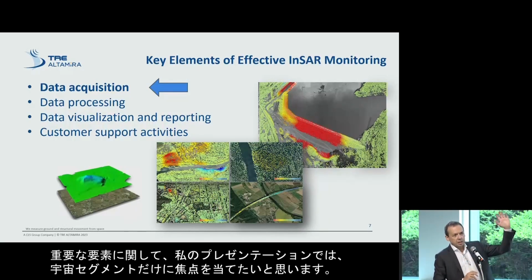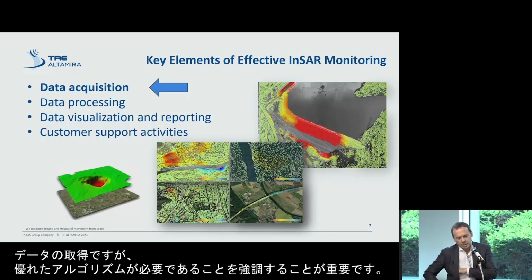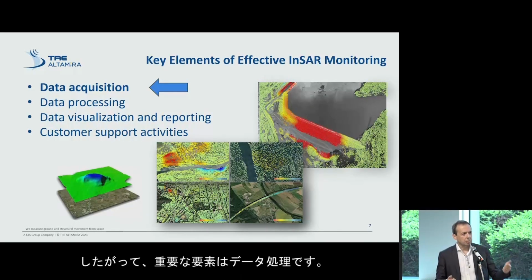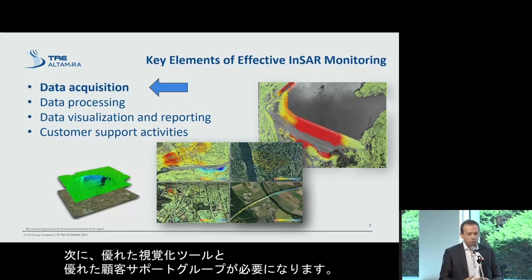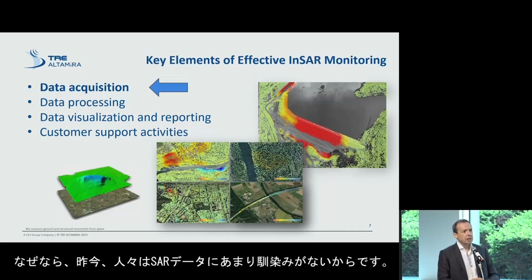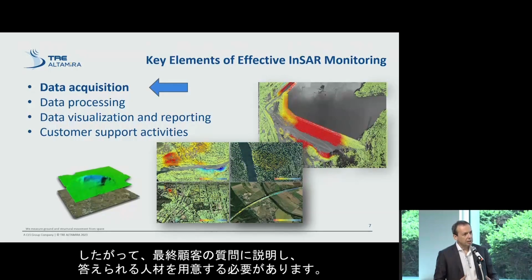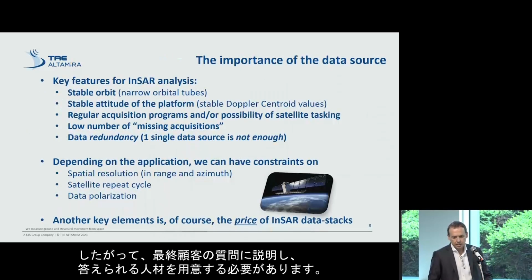So in terms of key elements, personally in this presentation, I will focus just on the space segment, so the data acquisition, but it's important to highlight that you need good algorithms. So a key element is data processing. Then you need good visualization tools and also a good customer support group. Because nowadays, people are not very much familiar with SAR data. So you need to have people ready to explain and answer the questions of the final clients.